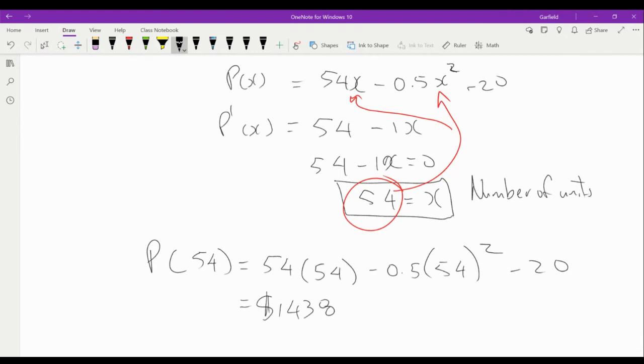So we make a profit of $1,430 for producing 54 units.